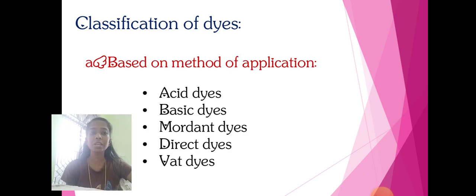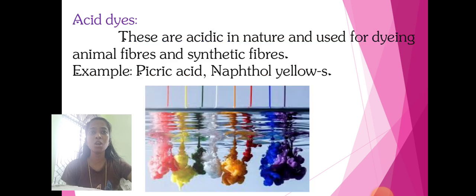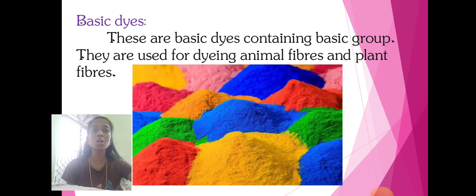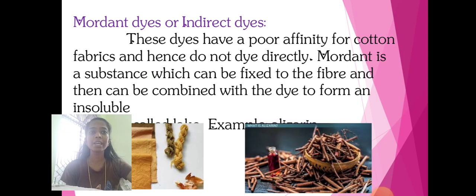Next is the classification of dyes. Dyes are classified based on the method of application. They are acid dyes, basic dyes, mordant dyes, direct dyes and vat dyes. First one is acid dyes. Acid dyes are acidic in nature and are used for dyeing animal fibers and synthetic fibers. Example, picric acid. Then basic dyes are basic in nature and are also used for dyeing animal fibers and plant fibers. Then mordant dyes have a poor affinity for cotton fibers. They are also called indirect dyes.